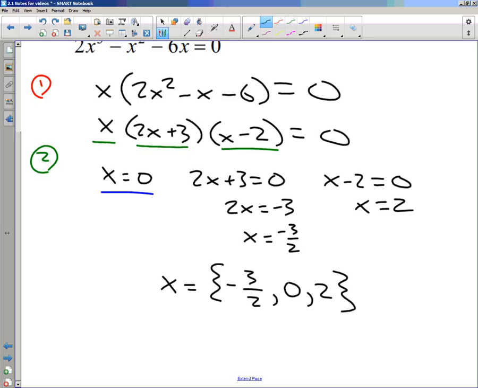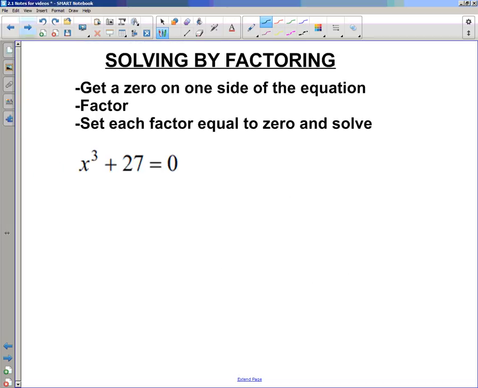Okay, we've got a couple more here. Following the exact same steps. We already have a 0 on one side. Now, this one's going to be a little bit weird because that is a sum of cubes. So you need to go back to factoring sum of cubes. And if you need to review that, feel free to go back to the previous unit and check out those videos.